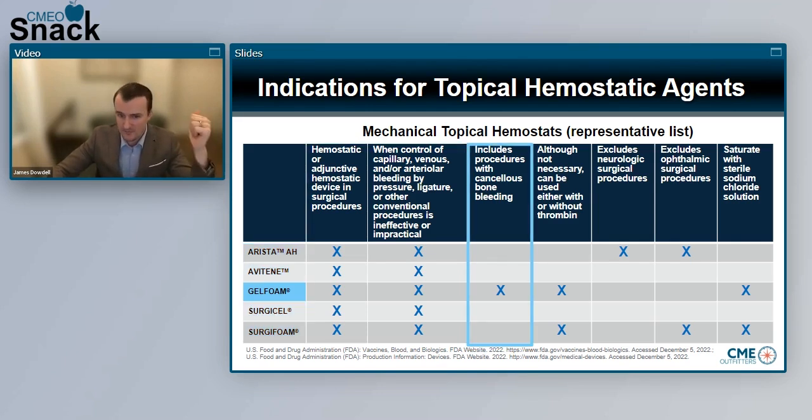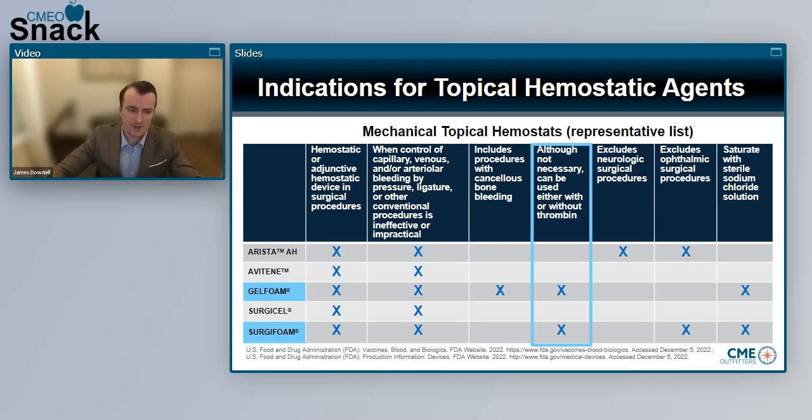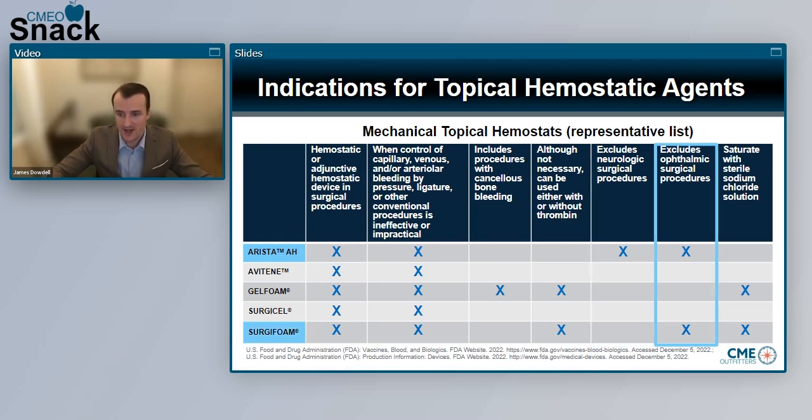So Gelfoam, you can use that for cancellous bone bleeding. Gelfoam and Surgifoam, you can use it with or without thrombin. Like I talked about, I typically use it with thrombin, right? It's an additional pathway for the clotting cascade to work. Arista is not used for neurologic surgical procedures. That's potentially changing, and it's being studied right now, but right now it's not used for neurologic surgery. And ultimately, Arista and Surgifoam are not used for eye surgery as well. Gelfoam and Surgifoam, you have to saturate with sterile sodium chloride as well. Not so much important for when we're thinking about the right time to use it, just something to know about when we're thinking about using it.